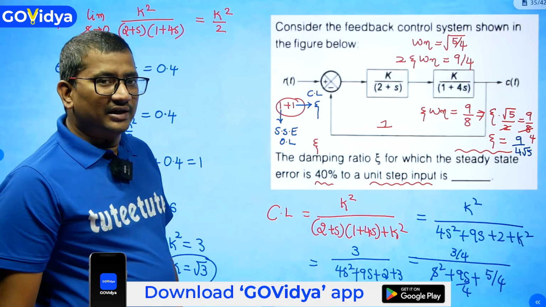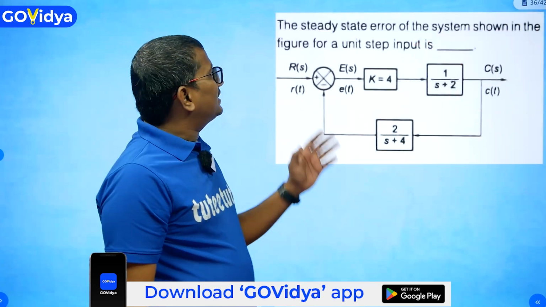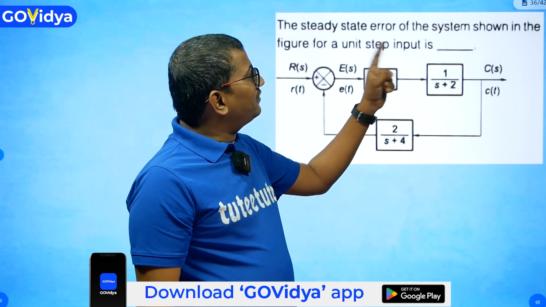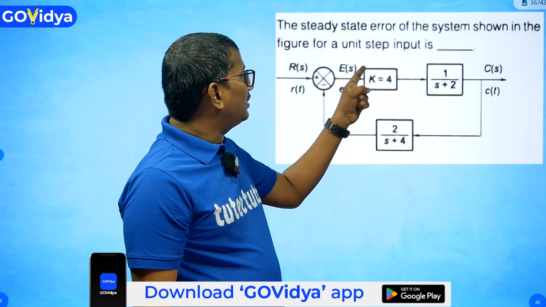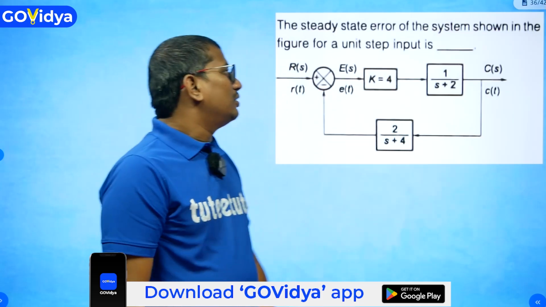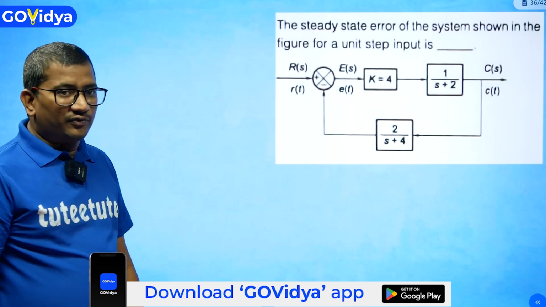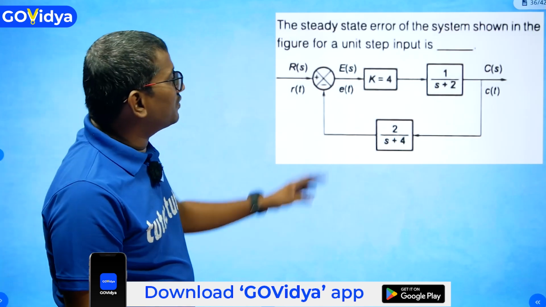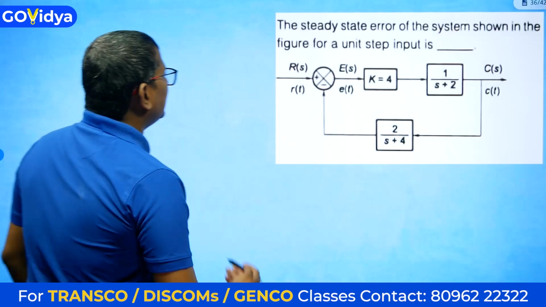Now let us see the next question. So what are they asking? The steady state error of the system shown in the figure for a unit step input is. So first, to calculate the steady state error for the step input, first derive the transfer function of it. What is the steady state error's transfer function?